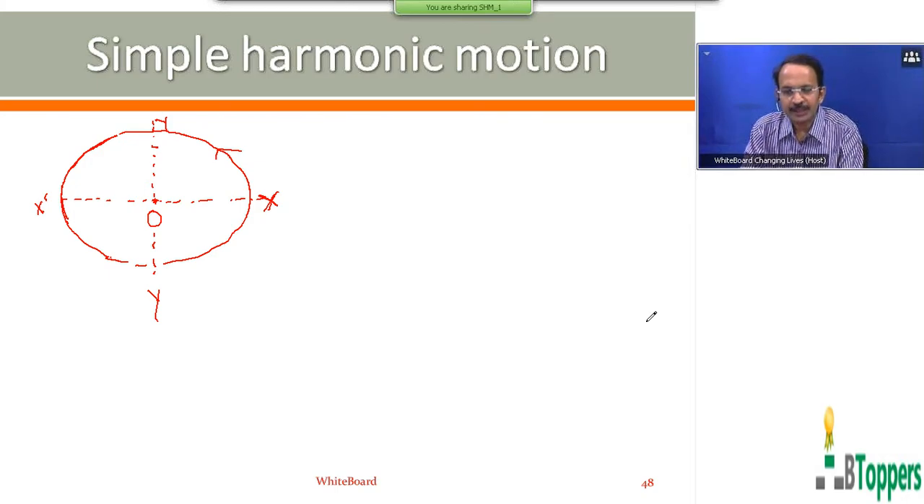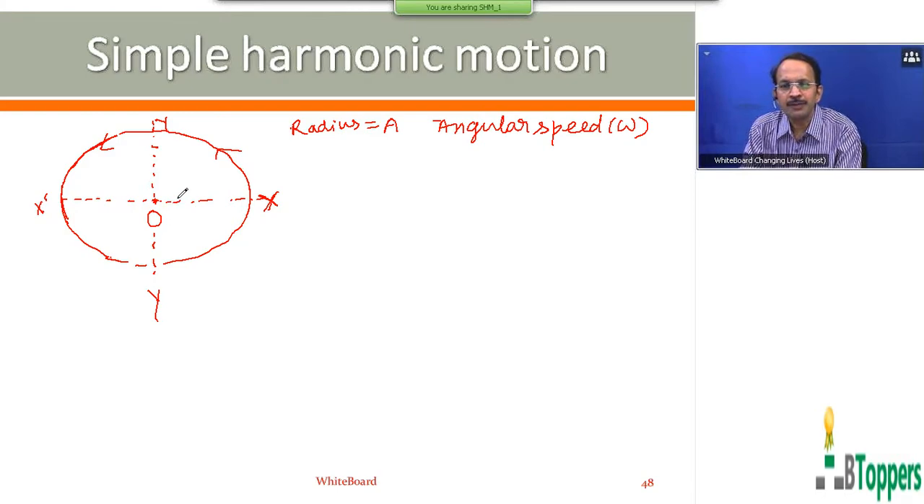So let us consider a particle moving in the circular path of radius denoted by capital A with uniform angular speed denoted by omega, performing uniform circular motion. In uniform circular motion, as I discussed earlier in general circular motion, the angular velocity remains constant, angular speed remains constant.